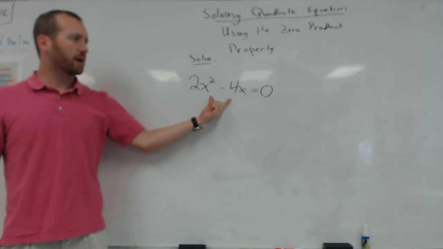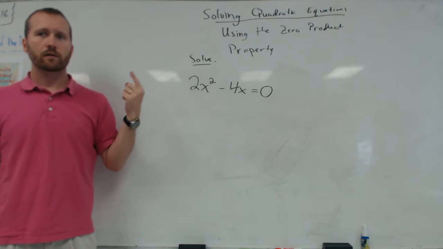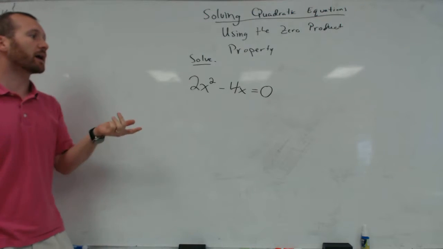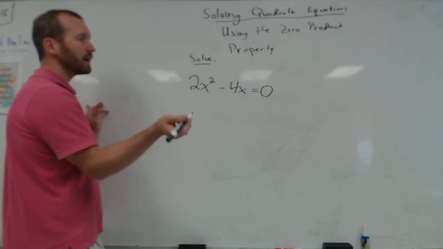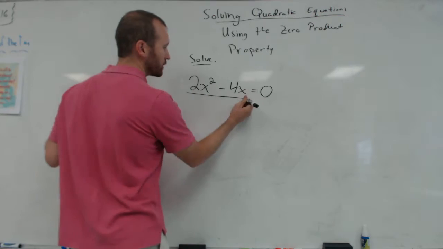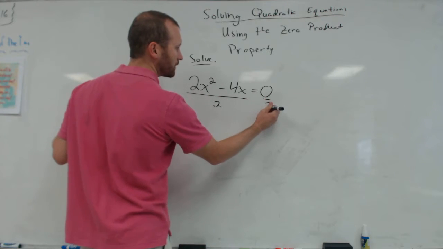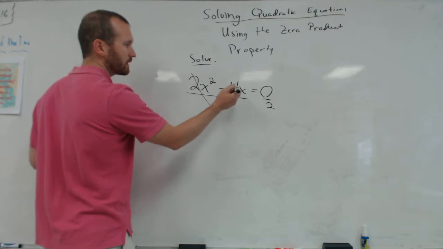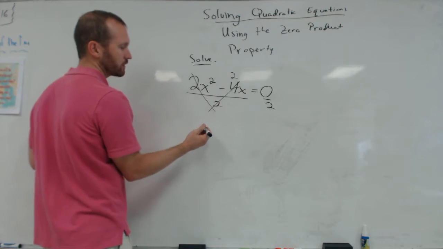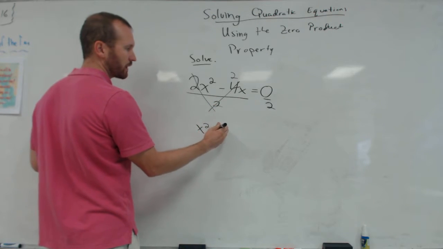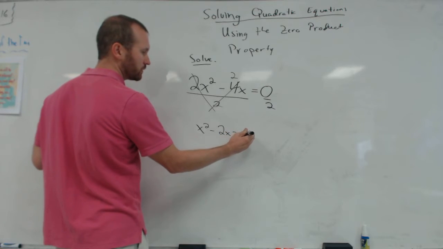So you just got to factor this thing. Can you also divide both sides by 2? Yeah, so one thing I can definitely do is divide both sides by 2, because 0 divided by 2 is still 0. So that's going to cancel, leaving 2. So now I have x squared minus 2x equals 0.